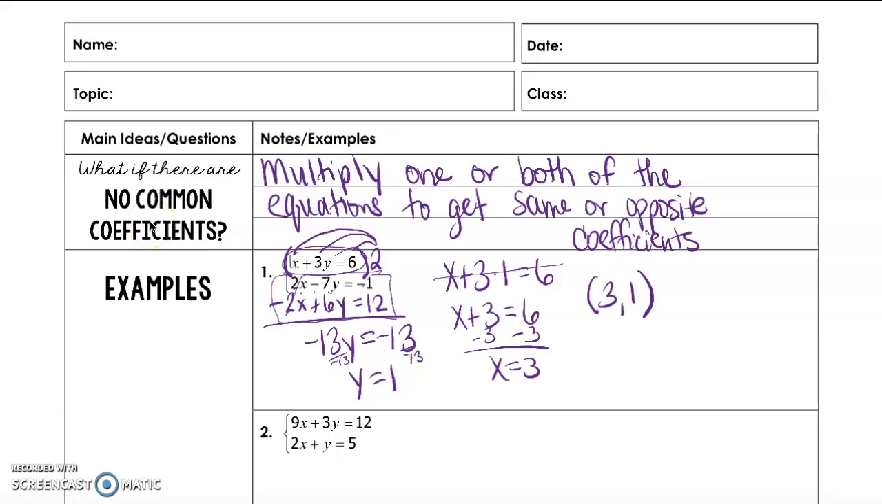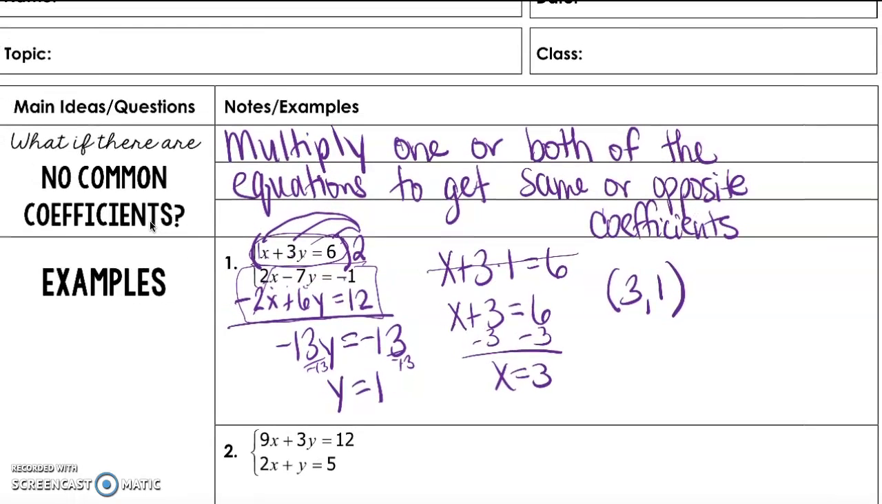These notes will be the even problems from 5-7 and 5-8 notes. So again, we are solving by elimination, but this time you can't just add or subtract right away because you do not have the same or opposite coefficients. So you have to multiply one or both of the equations to make that happen.